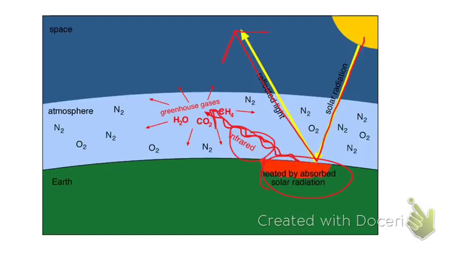Now, in the atmosphere, we have certain gases that we call greenhouse gases. The big ones are water, carbon dioxide, and methane. Okay, again, water, carbon dioxide, and methane are greenhouse gases. I would like you to know that. Now, these greenhouse gases are what's going to cause infrared radiation to be reflected back down to Earth. And that is what's going to heat up the Earth.